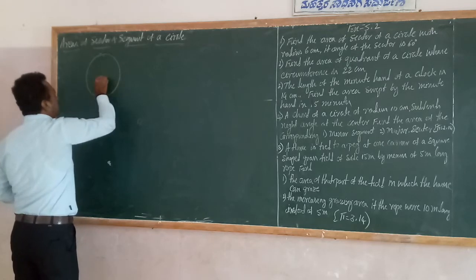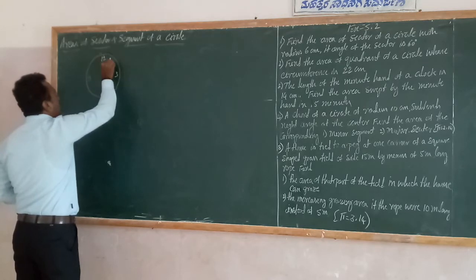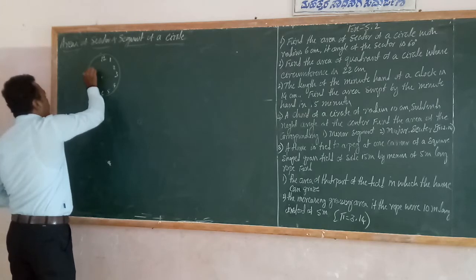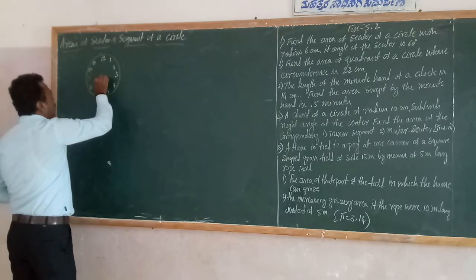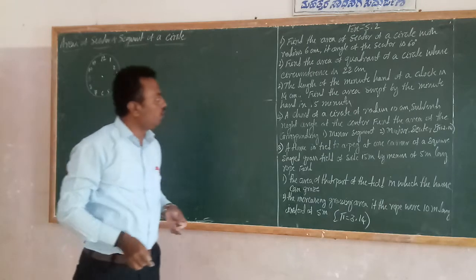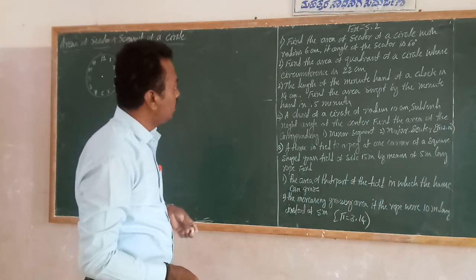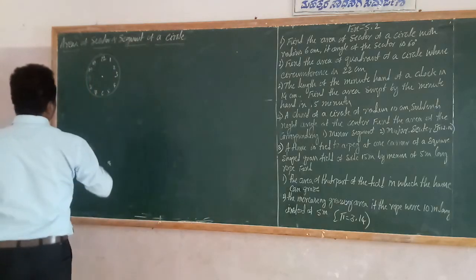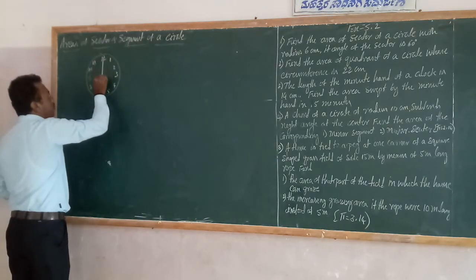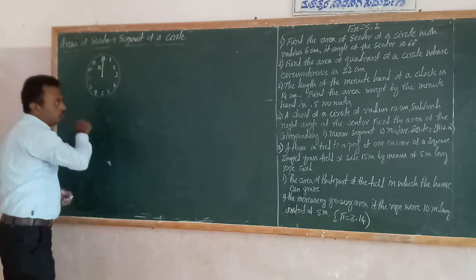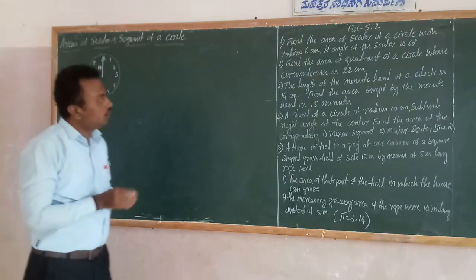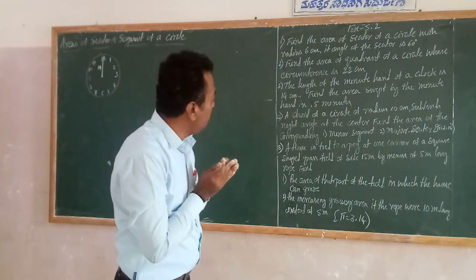See, this is a circle. This is a clock: 12, 9, and then 3, and then 6, with the numbers 1, 2, 4, 5, 7, 8, 10 and 11. See what they are asking. The length of the minute hand of a clock is 14 centimeter. Find the area swept by the minute hand in 5 minutes.